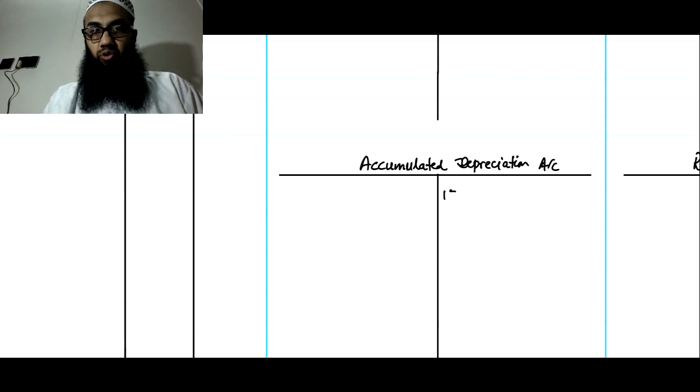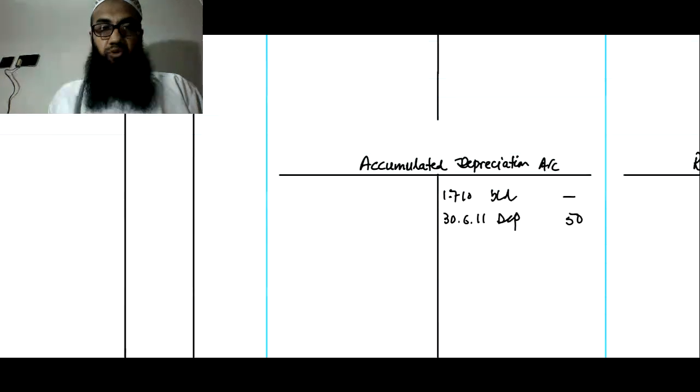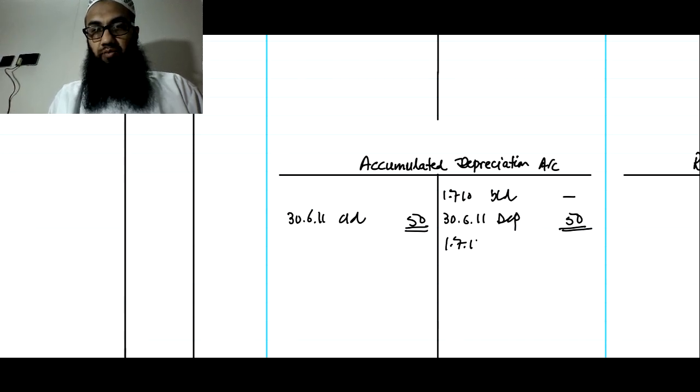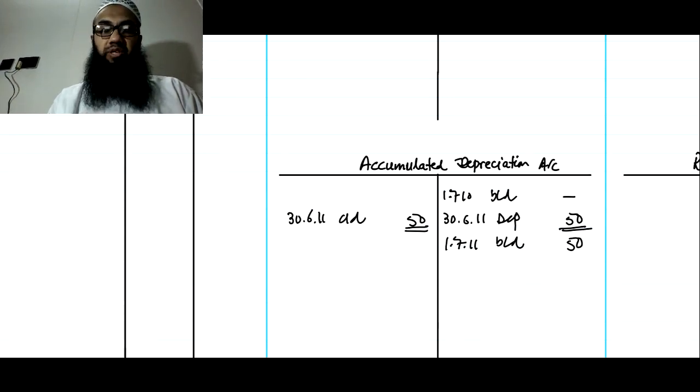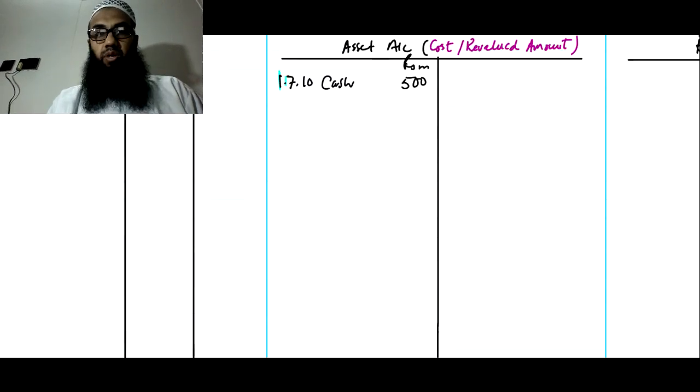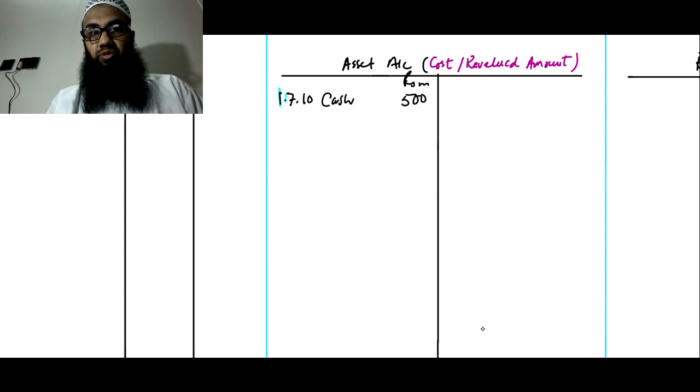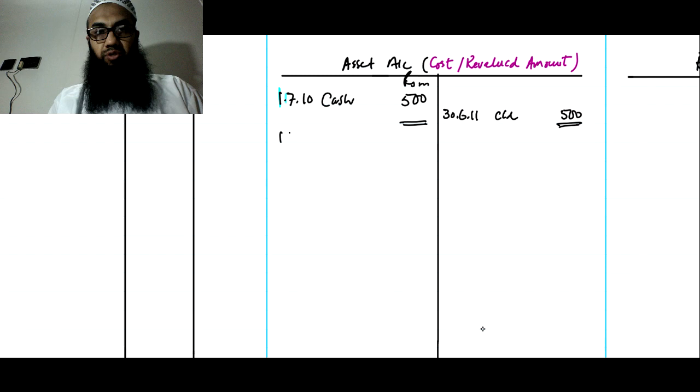On 1st July 10, our drawdown was nil. On 30th June 11, we had entry depreciation debit, accumulated depreciation credit. So on 30th June 11, our balance carried down is 50, which comes at 1st July 11 as our brought down when we revalued the asset, is 50, and our plant account on 30th June 11 is 500. So on 1st July 11, when the revaluation took place, our balance was 500.